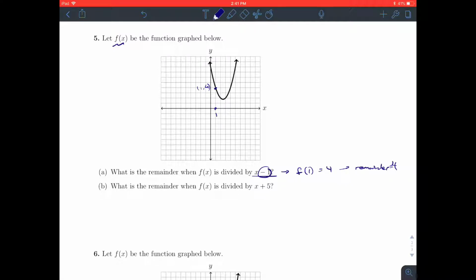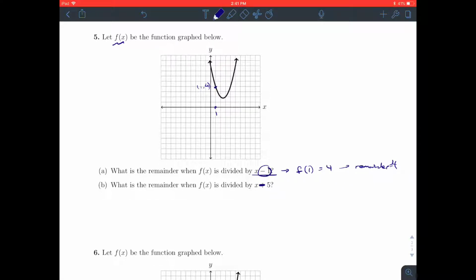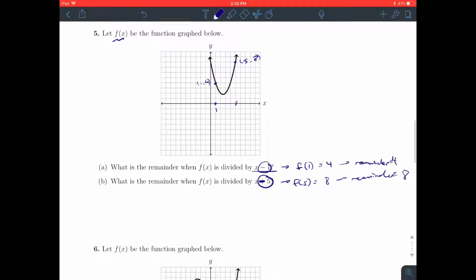I think I have a typo here. Hopefully I've corrected this in your problem set before I gave it to you. It should say divide by x minus 5, because if it was x plus 5, it would be impossible. So when we want the remainder divided by x minus 5, we're going to plug in the opposite, which would be f of 5. The opposite of this is, let's see, 1, 2, 3, 4, 5. It looks like that is the point (5, 8). So since f of 5 is 8, the remainder would be 8.